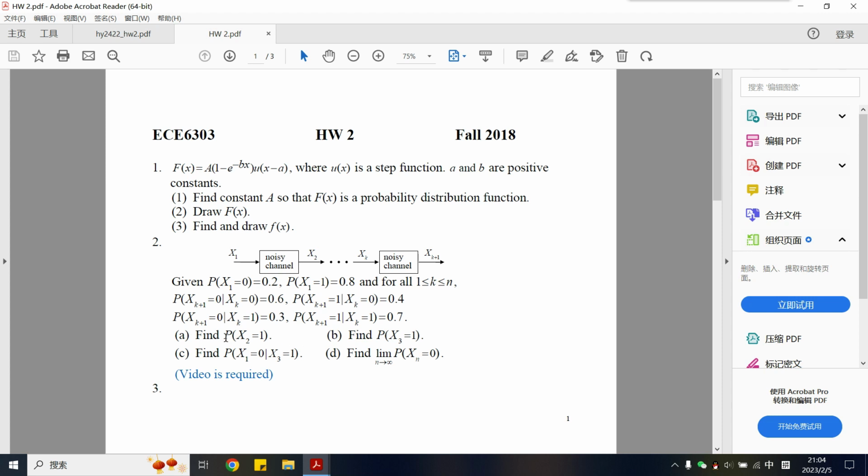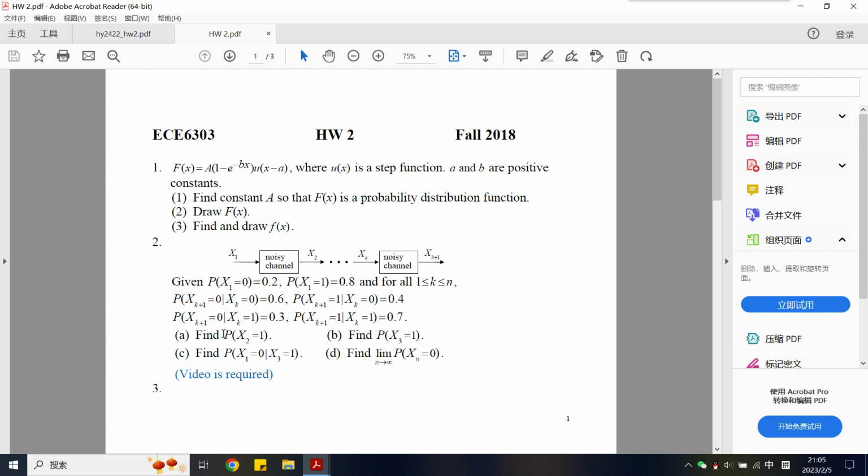So firstly, we need to find the probability that x2 is 1. According to the problem, we can see that x2 is related to x1, and the probability is based on the previous event probability. So if we need to find the probability that x2 is 1, we need to know the probability that x1 equals 0 and x1 equals 1.